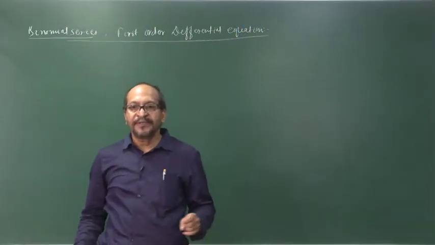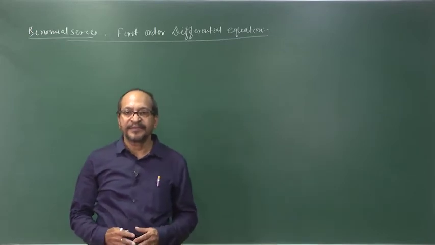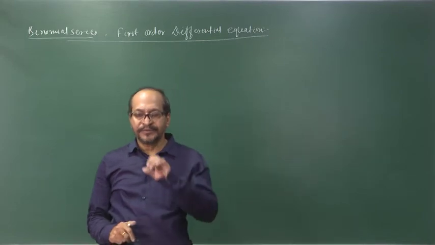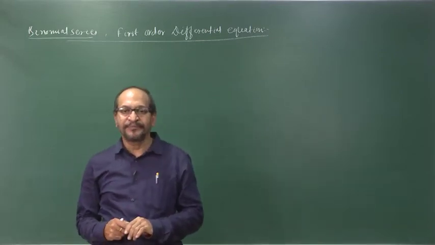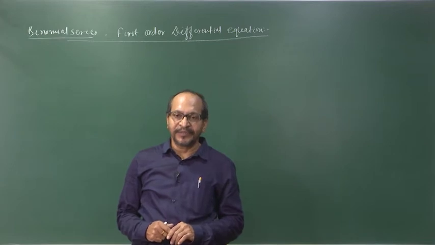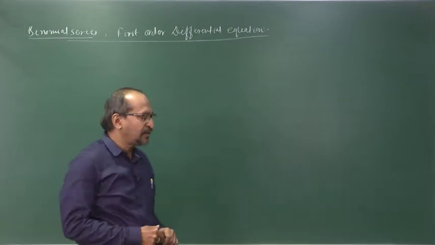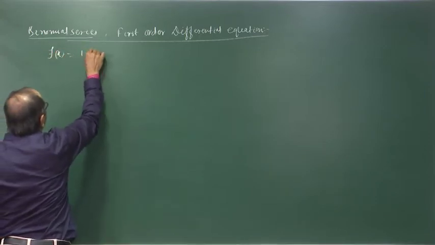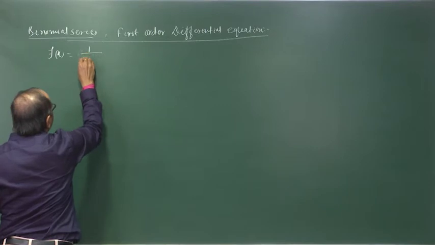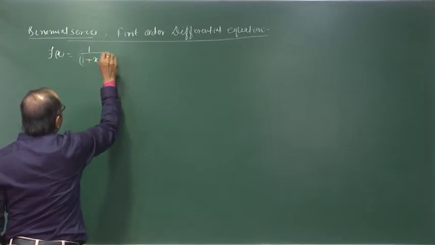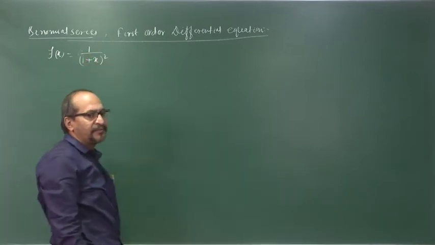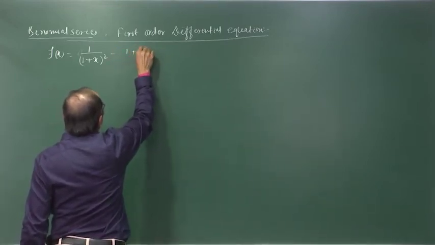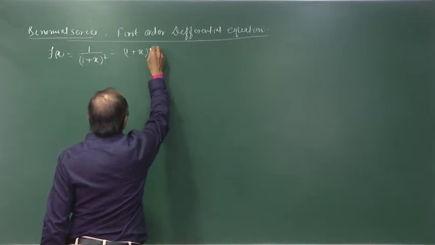Okay, welcome. In the last class, I gave you a numerical to work out. I hope you all have done it. So, let us discuss its solution now. I gave you f of x is equal to 1 by (1 plus x) whole square to expand in binomial series. This we can write as (1 plus x) to the power minus 2, right.